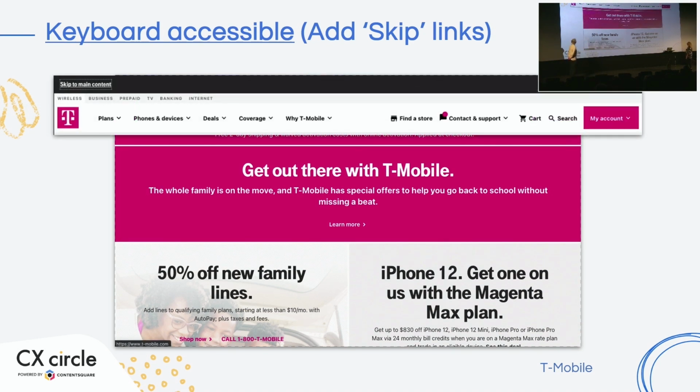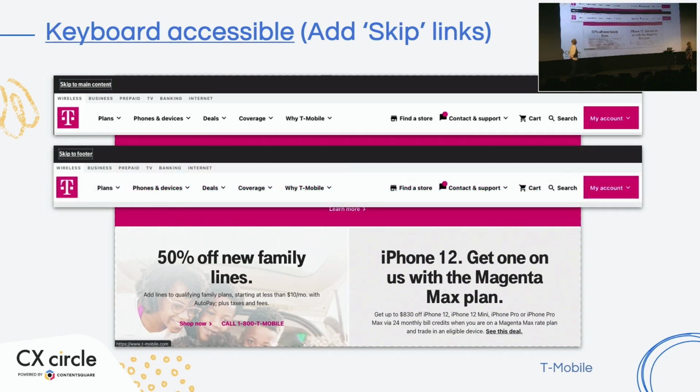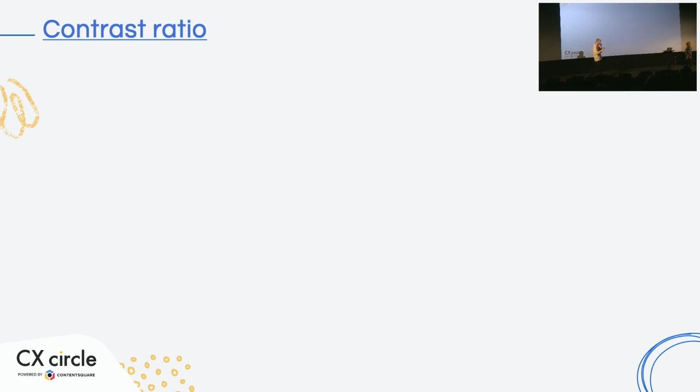So here we've got them: just the skip to main content. Yeah, and then the skip to footer as well. We didn't have that with Nordstrom. Nope. Office Depot do have that. So we would have been able to skip through that navigation really quickly to get to the main content.